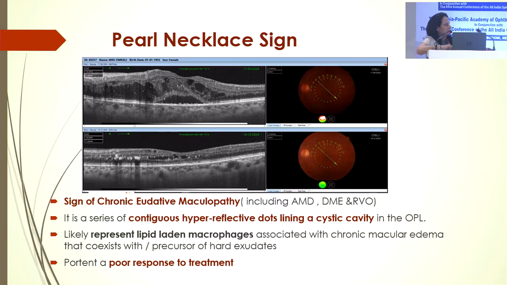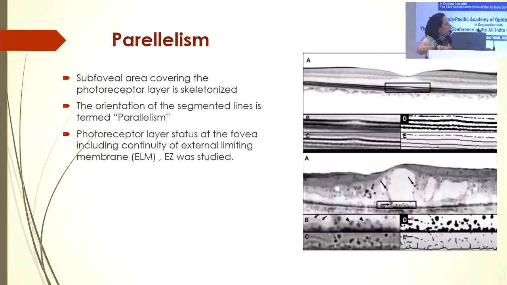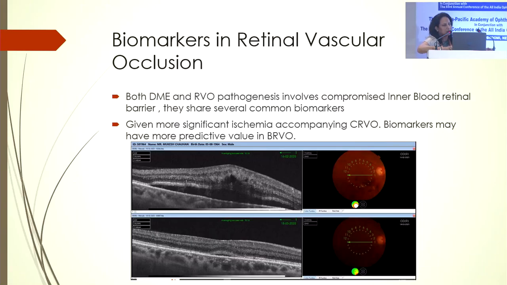They won't have much effect because this is not fluid, but just the accumulation of macrophages and lipoproteins which have come in to line this cystic cavity, which is not going to budge with more injections. Parallelism is a new sign: retinal layers are aligned parallel to each other, and whenever the parallelism is lost, we know that there is some disease activity.